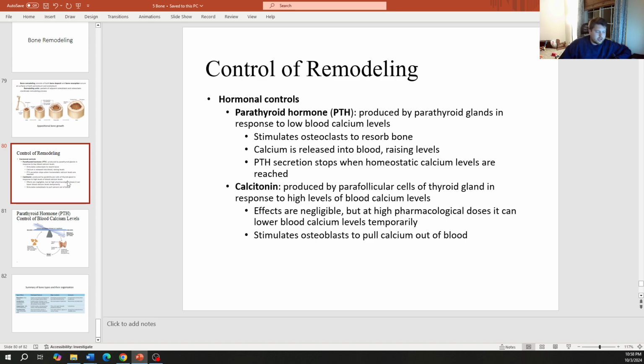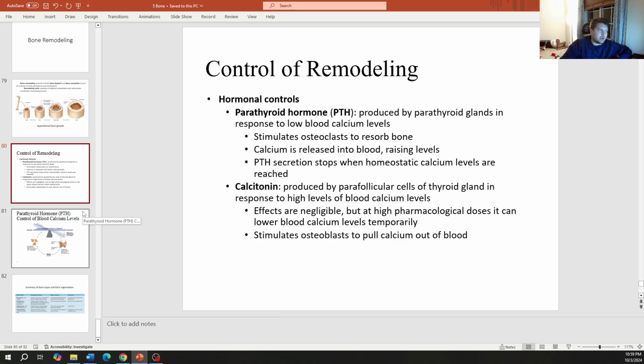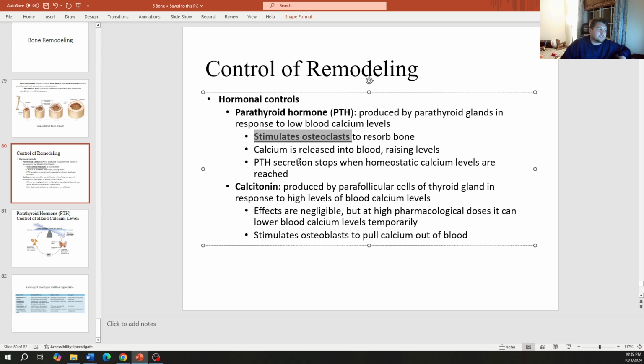Part of the control of remodeling is through hormones. There's two specific hormones. Parathyroid hormone from the parathyroid gland, which is located just behind the thyroid gland, in the posterior aspect of the thyroid gland. Parathyroid hormone stimulates osteoclasts. I really, really want you to remember this, because this is going to come up so many times, especially in the future when we start taking a deeper dive into hormones, into pathologies that involve hormones, as well as bone issues, which obviously we care about a lot. This is all going to come back a whole bunch.